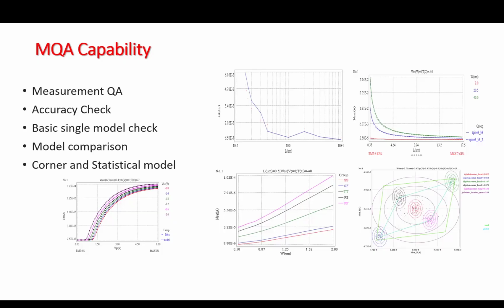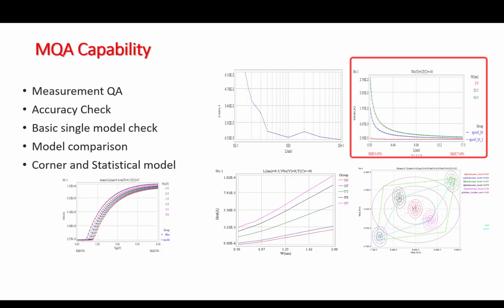Here's a brief overview of MQA capability. First is measurement QA. You can use MQA to check your measurement data quality. Second, you can do an accuracy check by overlaying the data and simulation values on the same plot to check the fitting accuracy. It can be the curve data, WAT data, or the spec. The third one is some basic checks for a single model, like convergence, robustness, and some physical behavior like parameter range, bin continuity, chain check, and also the effects like special flag, effects behavior.